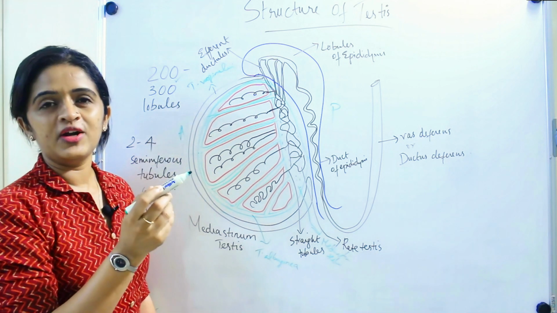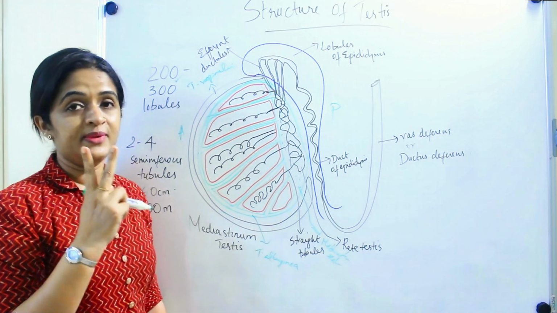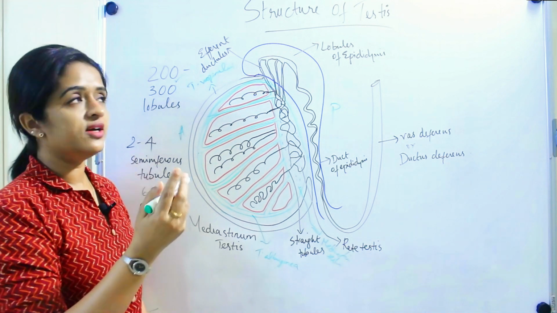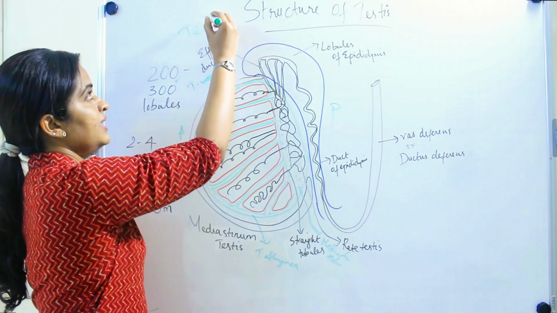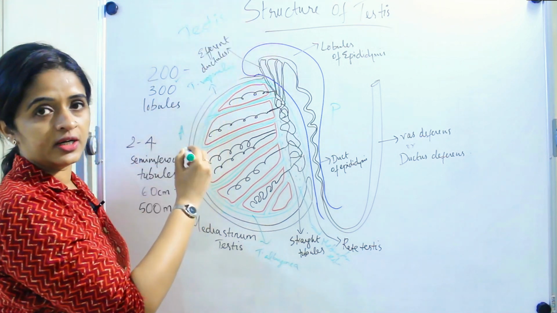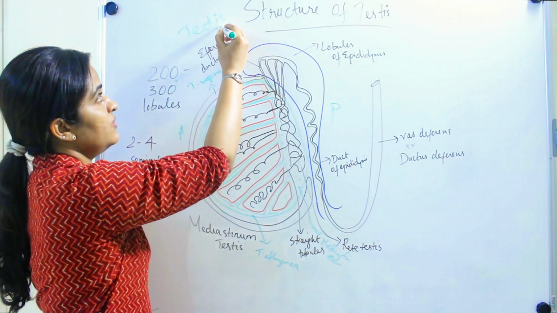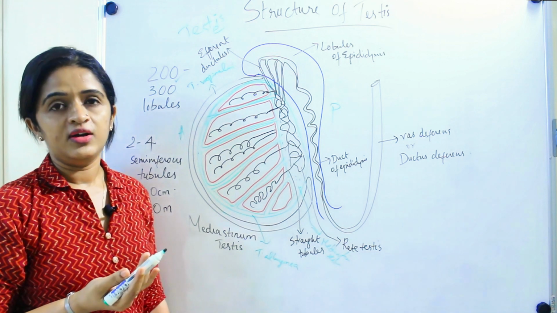At this point I would like to say, we know there are mainly two testes. The singular is testis. T-E-S-T-I-S means singular, and if you replace this I with E, then you can call it plural.